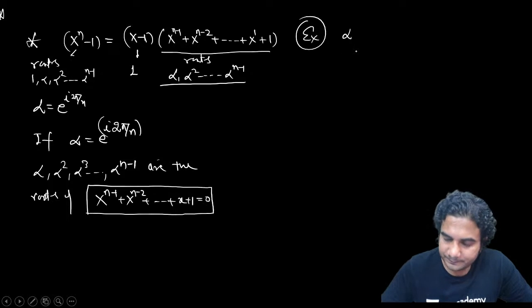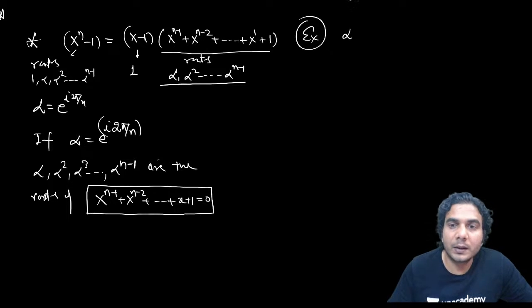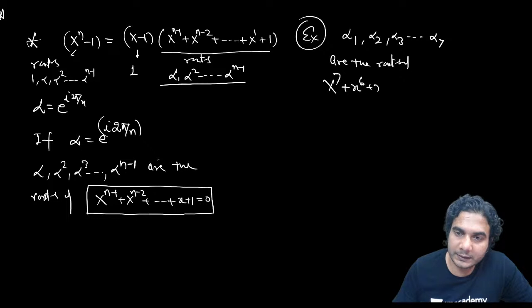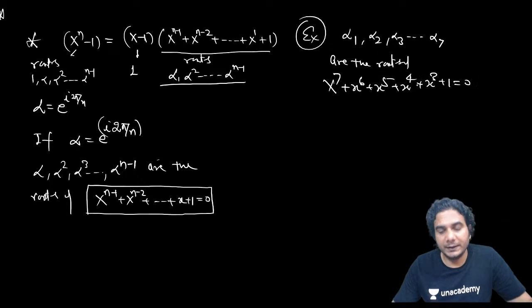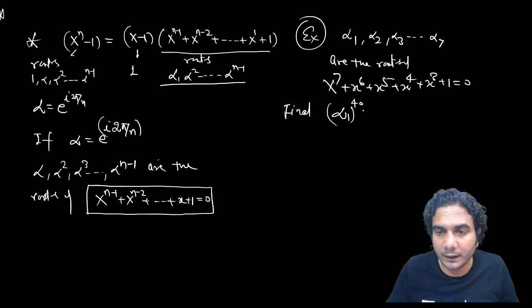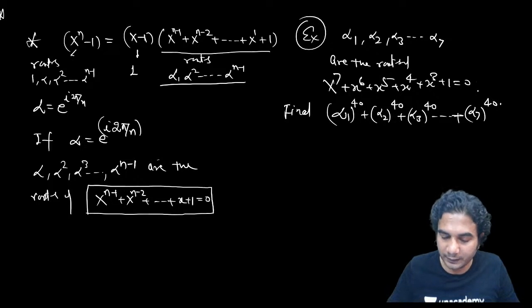Somewhere suppose it is written that alpha 1, alpha 2, alpha 3 and so on up to alpha 7 are the roots of x raised to 7 plus x raised to 6 plus x raised to 5 plus x raised to 4 plus x cube plus and so on up to 1 is equal to 0. Then he is asking to find the value of alpha 1 raised to 40, alpha 2 raised to 40, alpha 3 raised to 40 and so on, alpha 7 raised to 40. Okay, so try this sum.